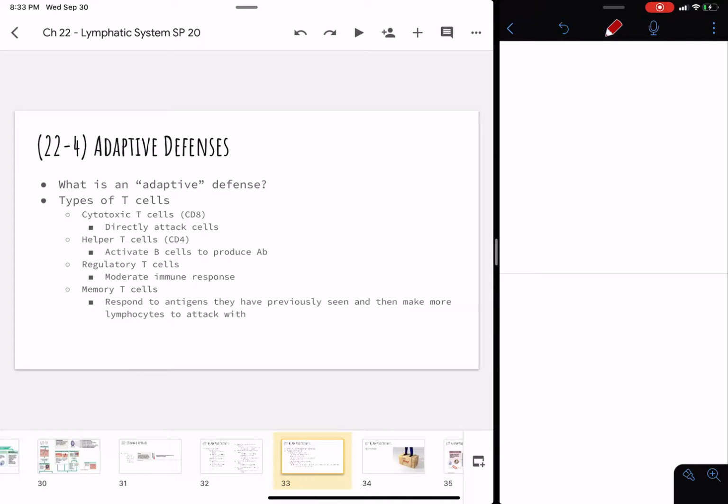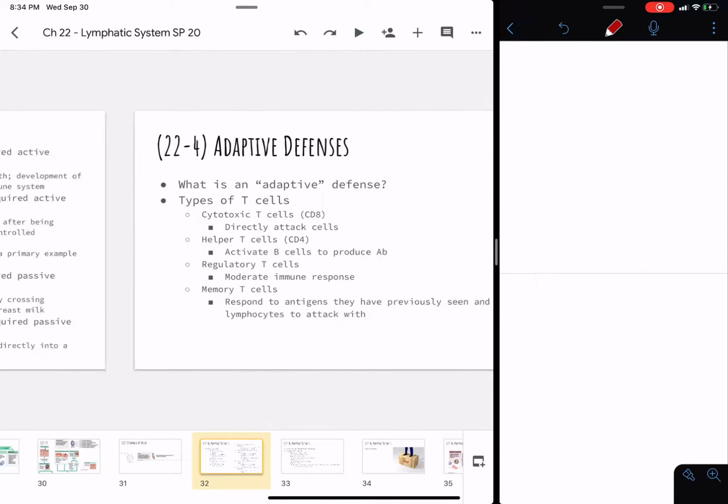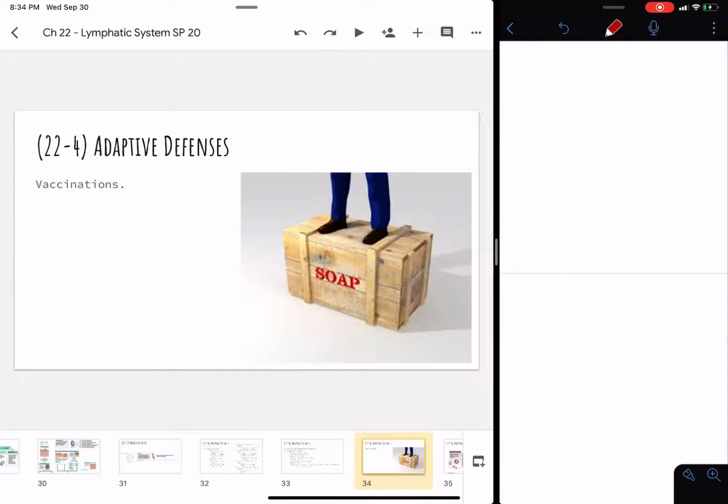Excuse me. I apologize that these are out of order. This should have come immediately after this slide right here. But I'm just going to take a second to sit on a soapbox.